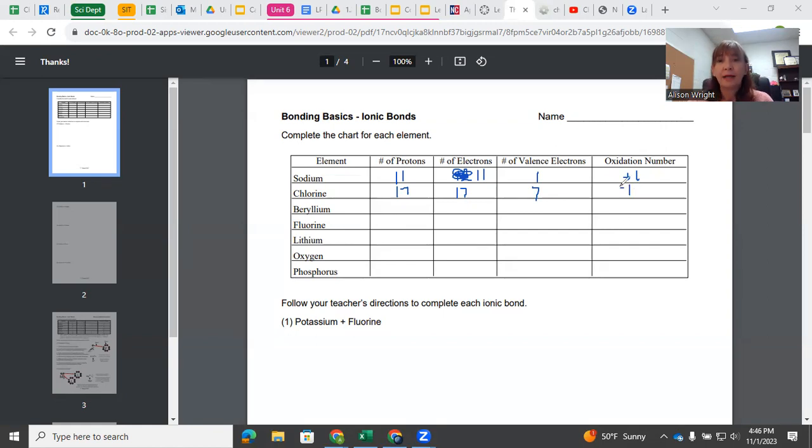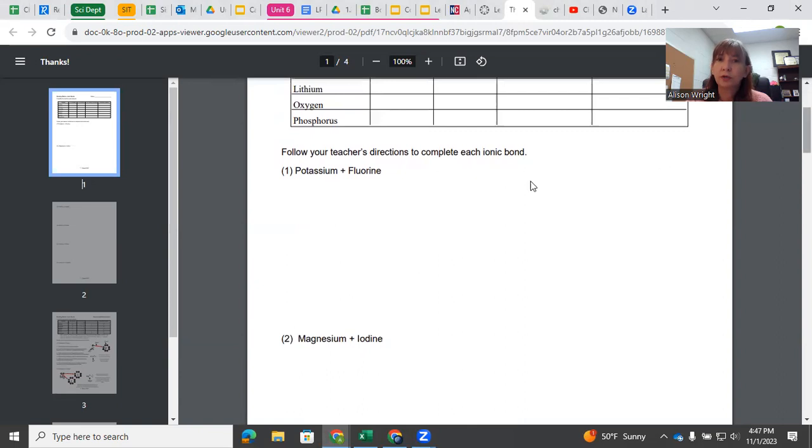Okay, now this part below says, can I do this? No, let's scroll down a little bit. This part below says that you're going to follow your teacher's instructions. So I'm going to go ahead and give you these instructions. And I want to cut off my annotation so I can scroll down and show you what I want you to do for each of these.